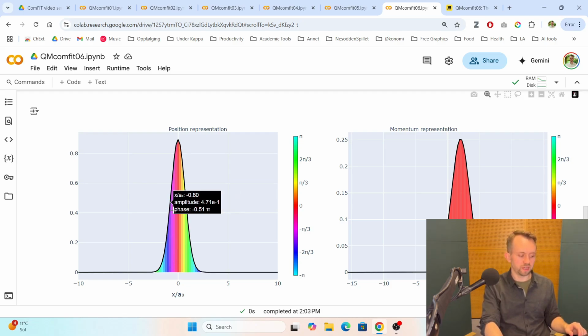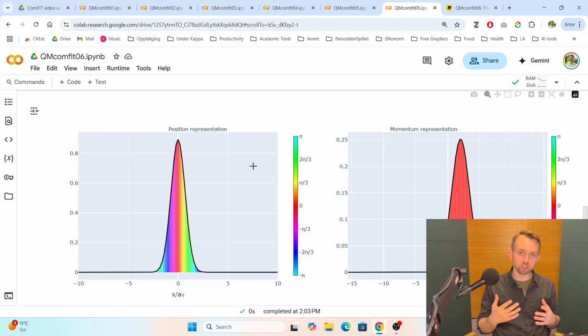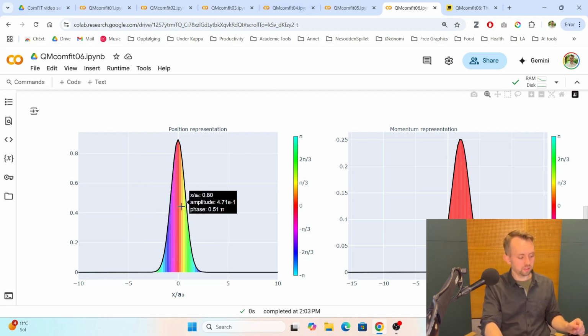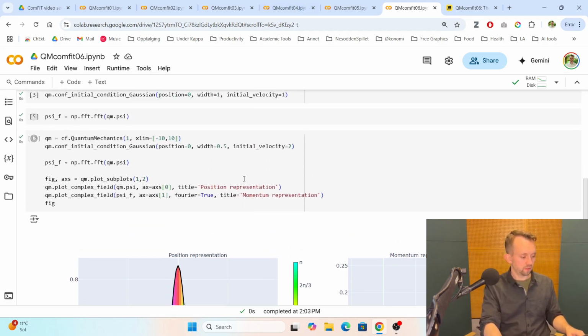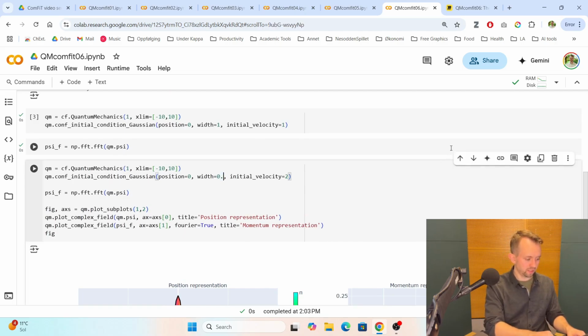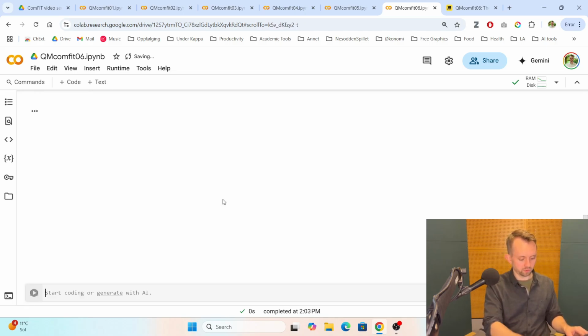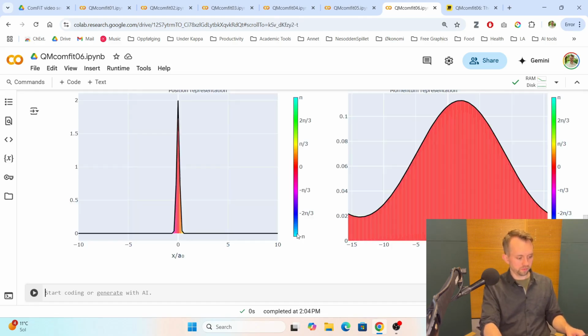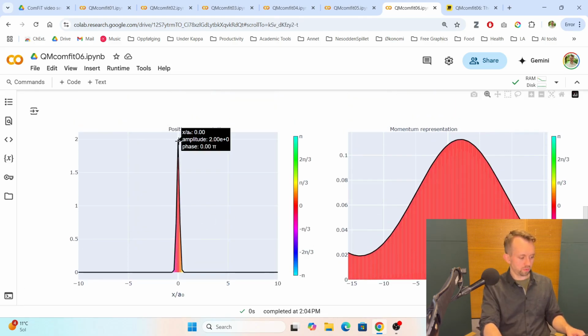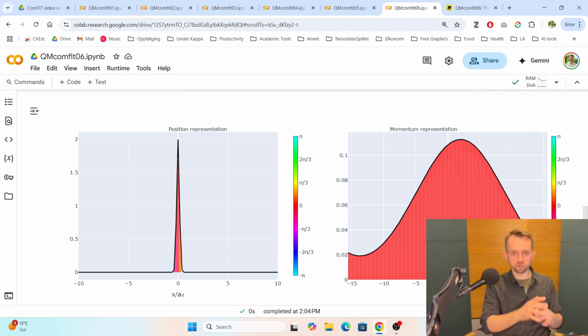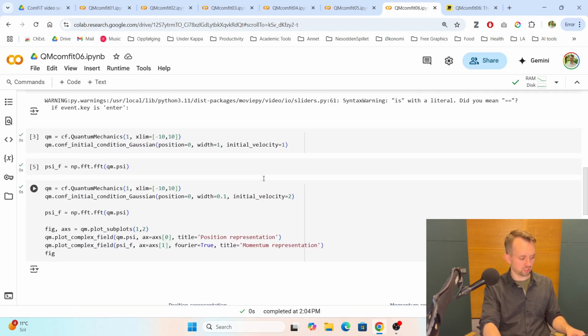So if it's very narrow, it means that we're very sure of the position of the particle, but we know from the uncertainty principle that in that case, the uncertainty in momentum should become larger, and that's exactly what we see. When this gets narrower, this gets wider. I can make it even less wide, so a width of 0.1. Then you can see that we have a very sharp wave function in space, but a very spread out wave function in the momentum representation.